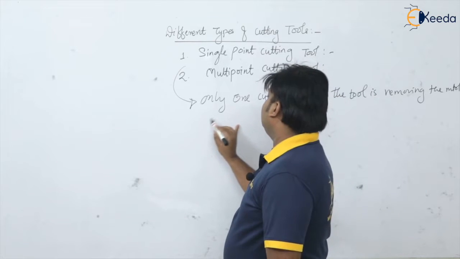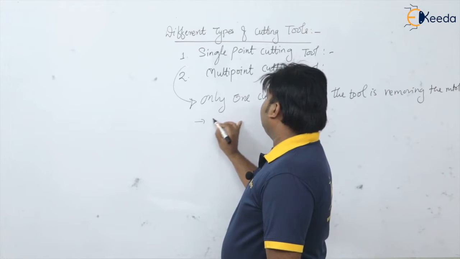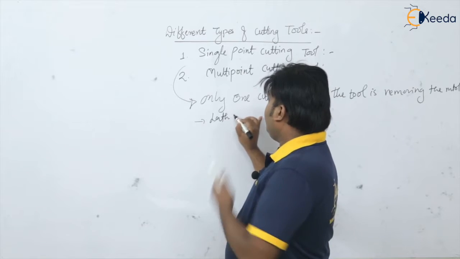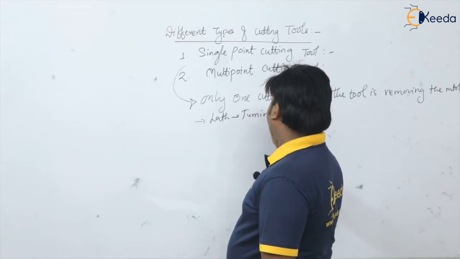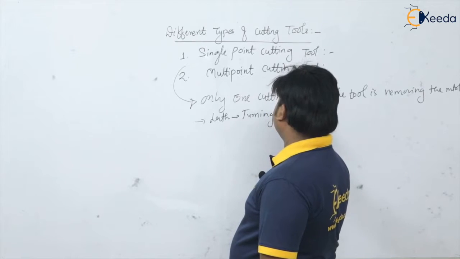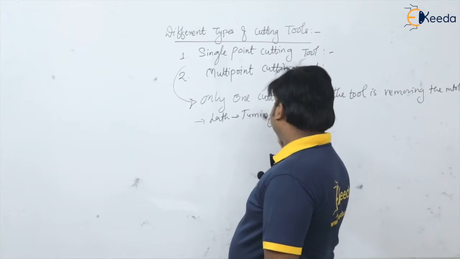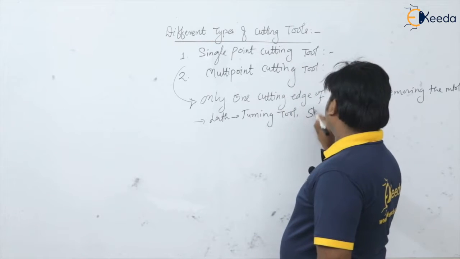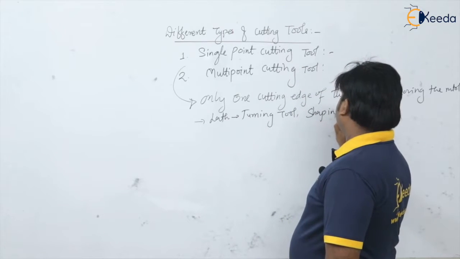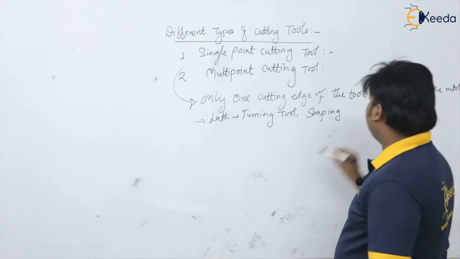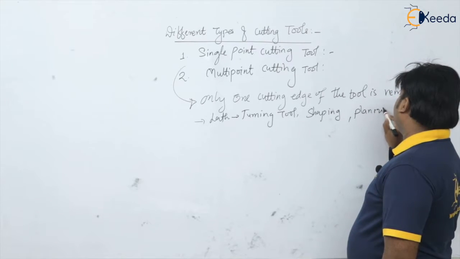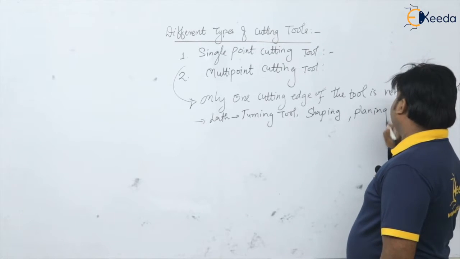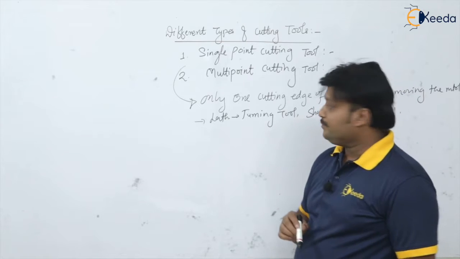Example, on the lathe we have the turning tool, a single point cutting tool. Then on the shaper we have the single point cutting tool, or in planing, the tool we are using is a single point cutting tool, isn't it?